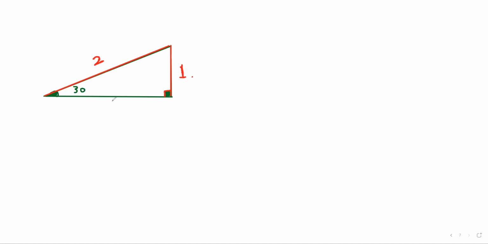We can get this side by using Pythagoras. x to the power of 2, in this case, you will subtract: 2 to the power of 2 minus 1 to the power of 2. 4 minus 1 equals 3. So x equals the square root of 3.